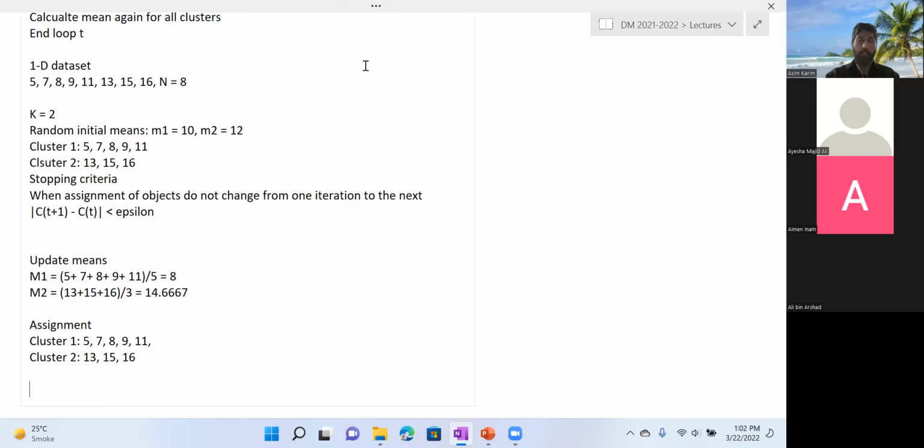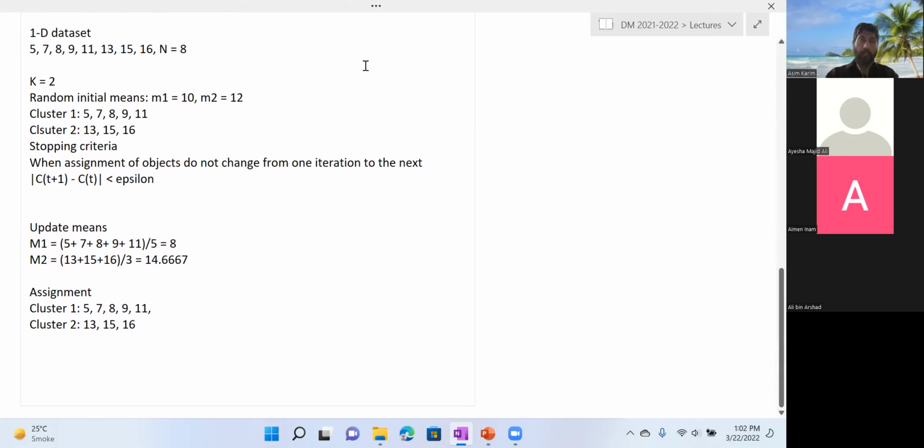ठीक है, मीन ना चेंज होने की या कॉस्ट फंक्शन ना चेंज होने की या असाइनमेंट ना चेंज होने की, all of this can be used as a stopping criteria. Because cost function, by the way, क्या होगा? Cost function, if I write the cost function for this, it would simply be, let's say पहले का mean 8 था, so cost function for this final clustering is what?